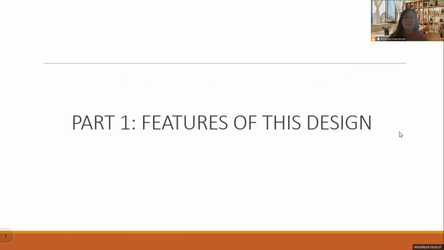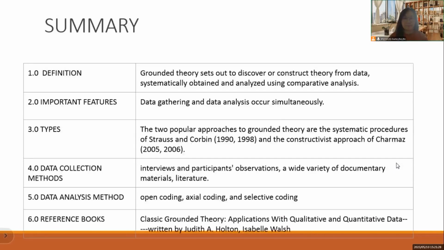Outline the features of this slide. Summary: view from the six parts of the definition, important features, types, data collection measures, data analysis measures, and reference books. Okay, looking at the first part, definition.